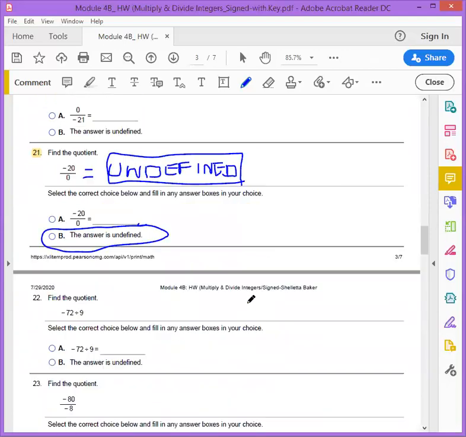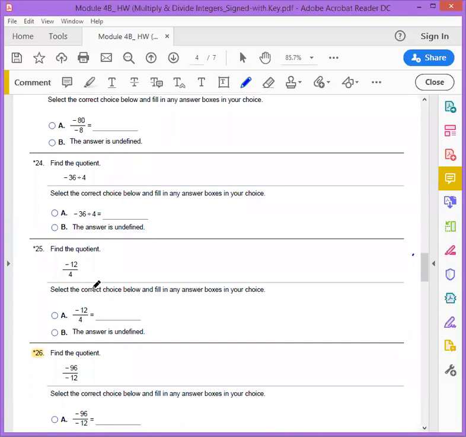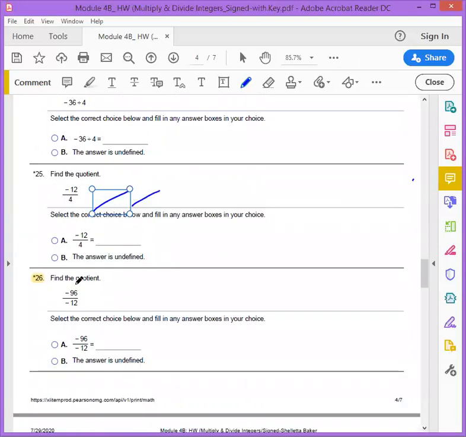All right, let's look at number 26. Now for number 26, you're asked to find the quotient, and quotient means to divide. So we have -96 divided by -12. And 12 can be divided evenly into 96. A negative number divided by a negative number is positive. 12 can be divided into 96 8 times. So our answer would be +8.